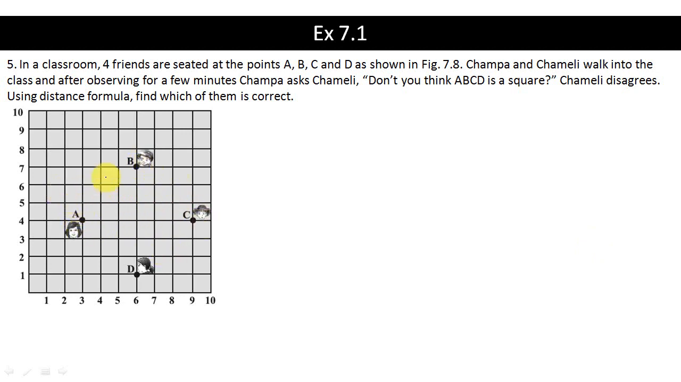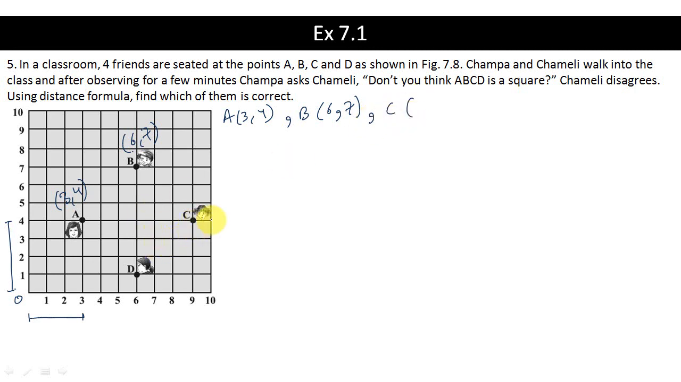So first of all, we'll find the coordinates of ABCD. By looking at the figure, we can easily identify the coordinates of point A. This is 3 units here and 4 units on the y-axis. So point A is 3, 4. Coordinates of point B: B here will be 6 on the horizontal and 7 on the vertical. So point B is 6 comma 7.